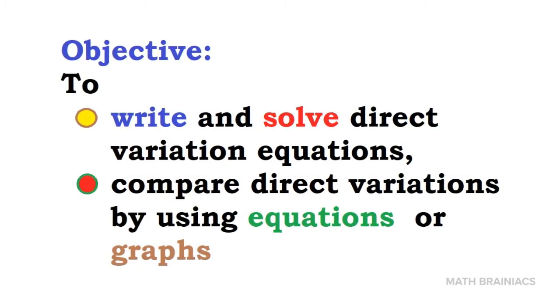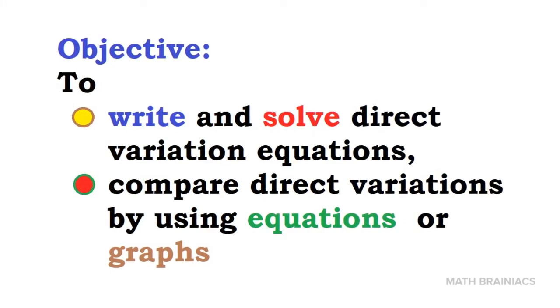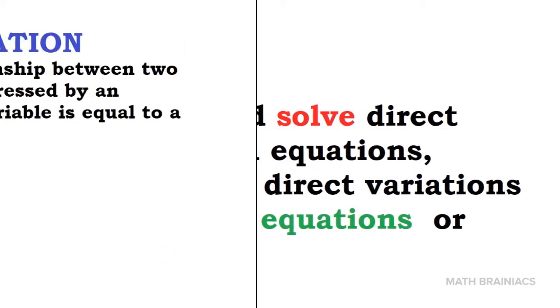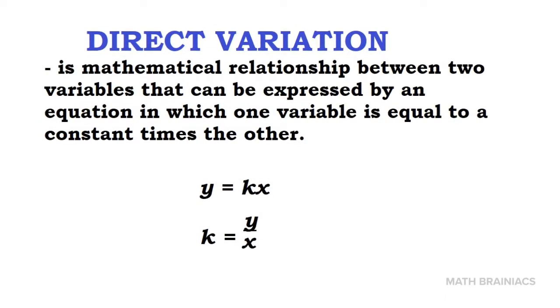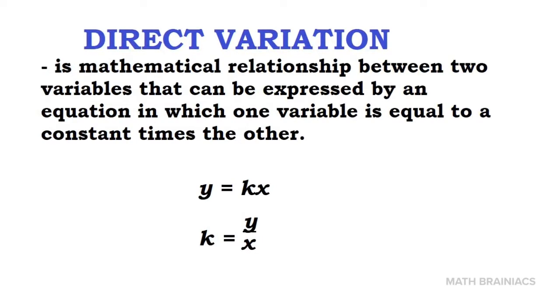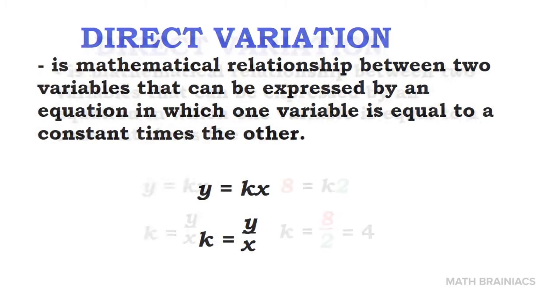We're going to learn today how to write and solve direct variation equations and compare direct variation by using equations and graphs. Direct variation is a mathematical relationship between two variables that can be expressed by an equation in which one variable is equal to a constant times the other.